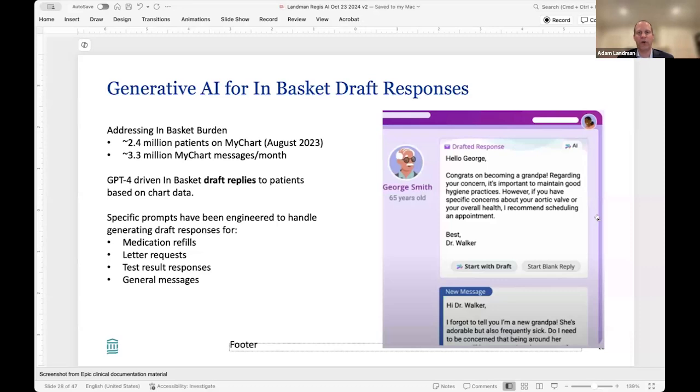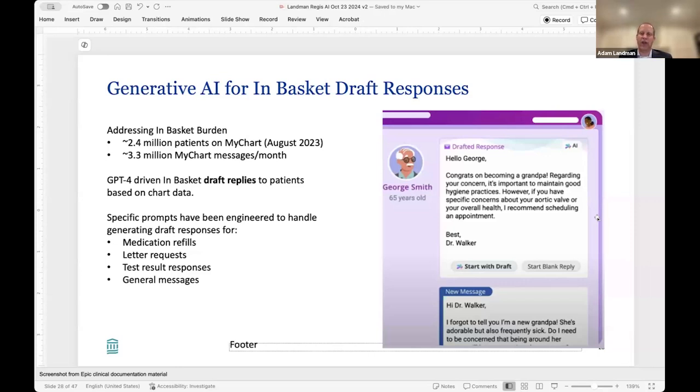And so they're often responding to these messages at the end of their day, at night, on the weekends. So one idea is, could we use a large language model, GPT-4, to actually draft a response to these messages? What you're seeing on the right-hand side is a cartoon. At the bottom right in blue, you're seeing a message going in through the electronic portal to the doctor. And then the top part is showing that that message went through GPT-4, and GPT-4 drafted that response that you're seeing, where it says, "Hello, George, congrats on becoming a grandpa."